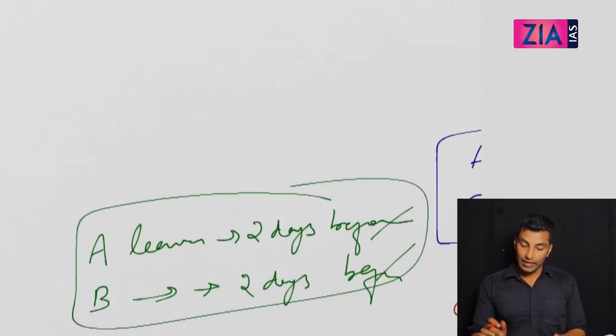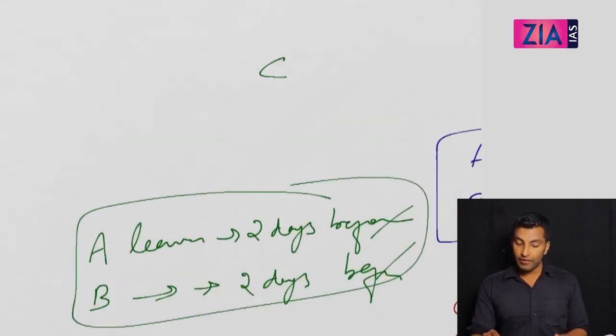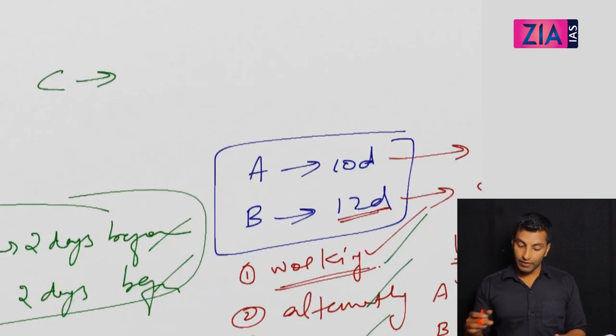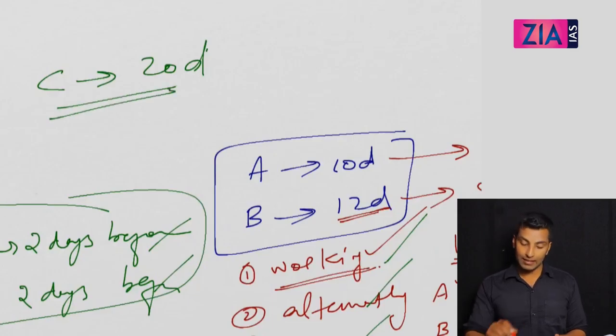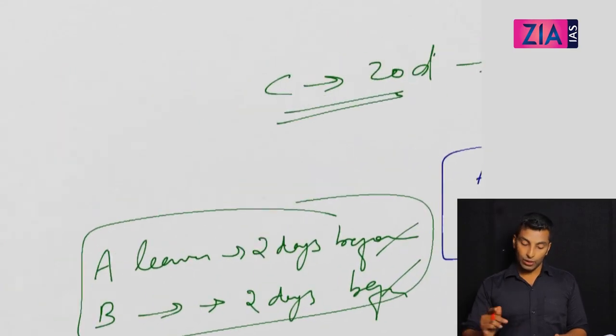Now what else I can do is I can bring in another person C. C will do a negative work. Okay. C will demolish, and C will demolish in 20 days. Or C will empty the tank in 20 days. We have discussed it. So in 1 day 5%. Okay. So now the same questions I can ask in a different way.